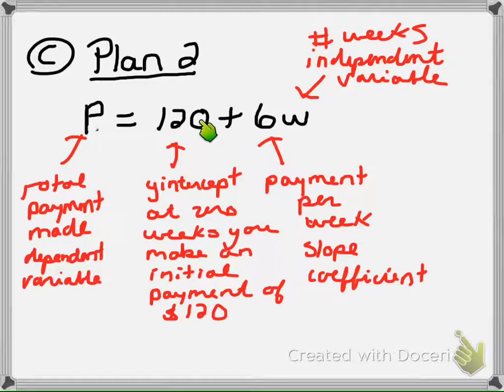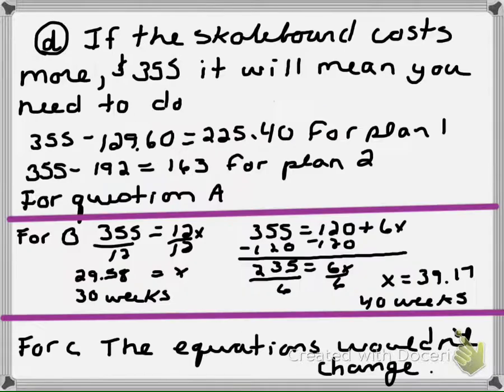The 120 is the y-intercept. That's at 0 weeks, you make that initial payment of $120. And then the 6 is the payment per week, the slope, the coefficient, and the W is the number of weeks, the independent variable. Question D says, how would A through C change if the skateboard didn't cost $270, instead it costs more, it costs $355.